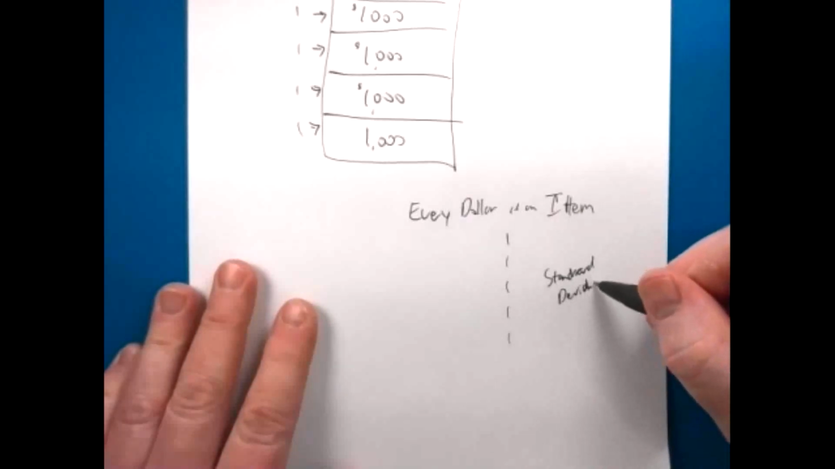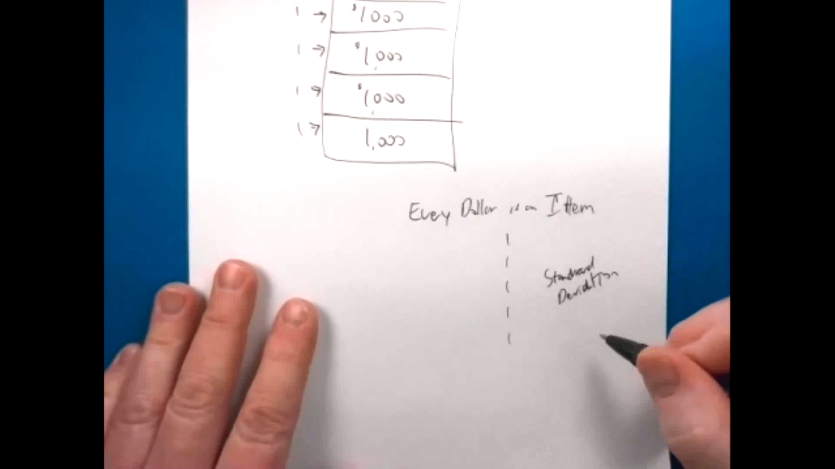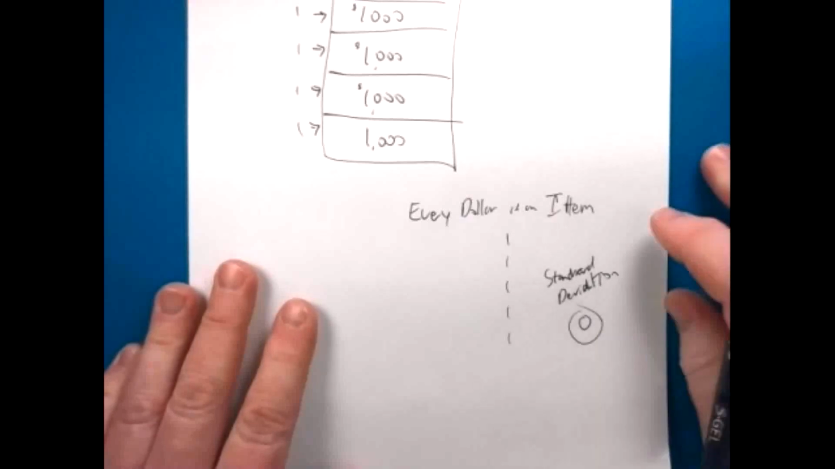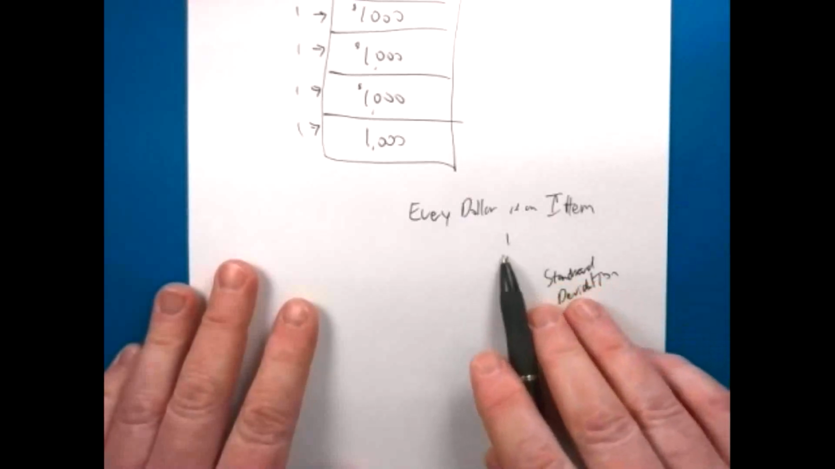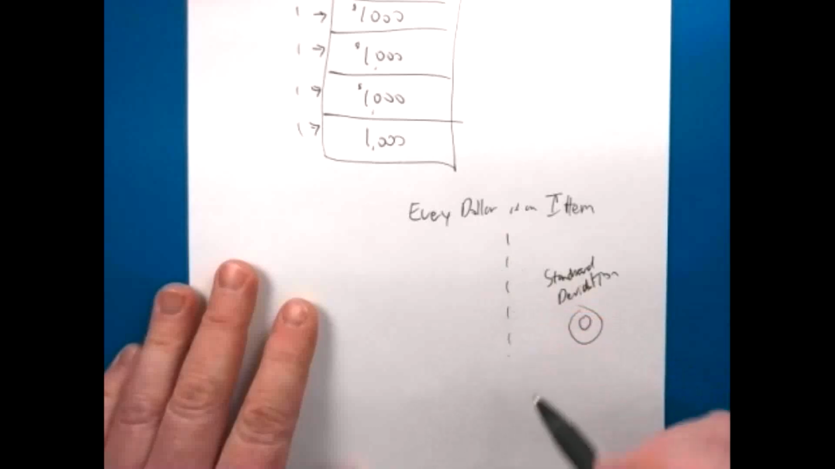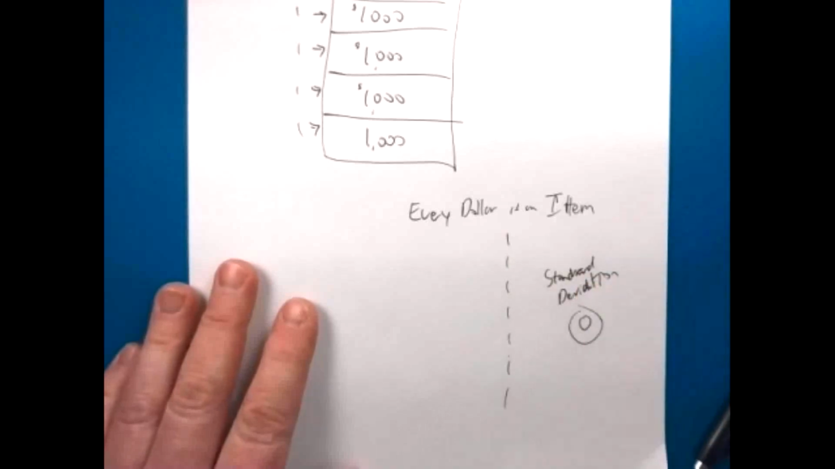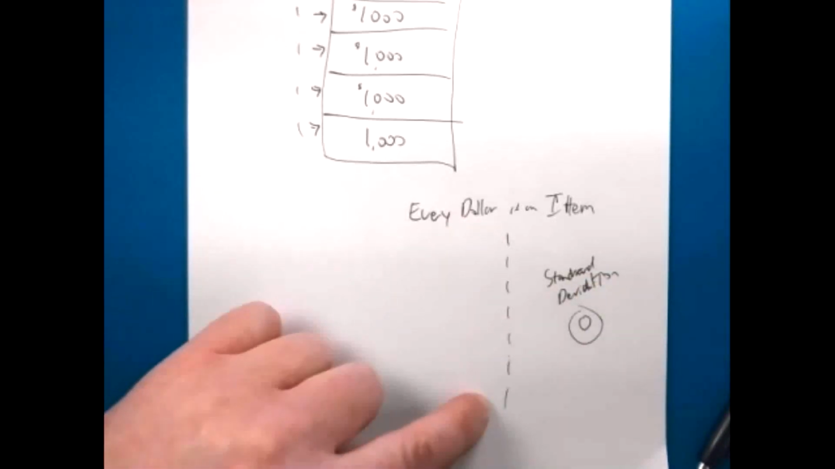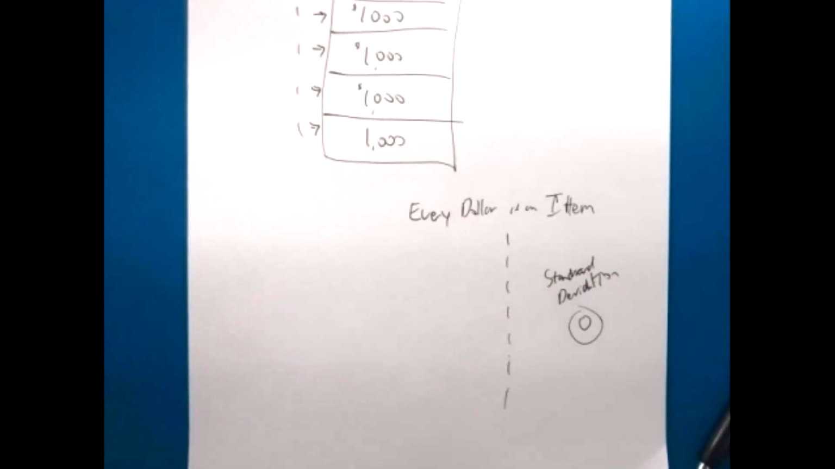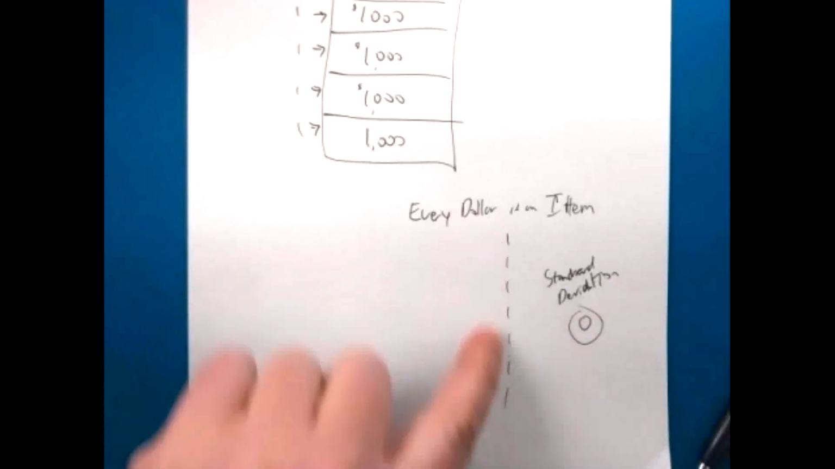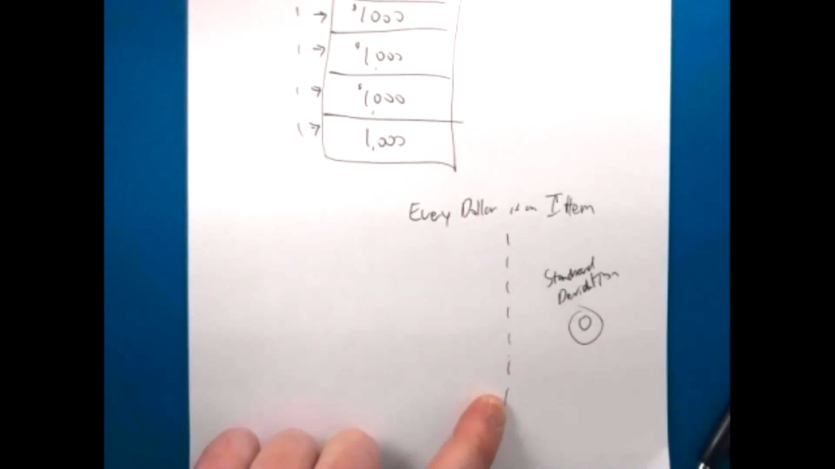I cannot spell the deviation. 0. There's no deviation between them. They're all worth $1. So there is no standard deviation because every dollar has an equal opportunity of being picked. Every dollar is worth $1.